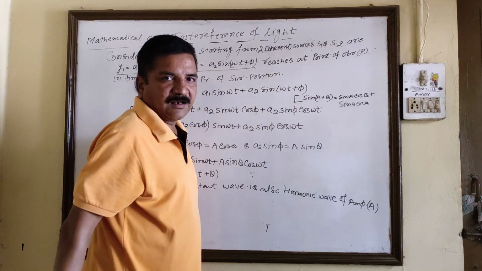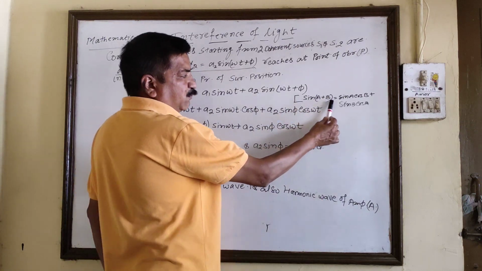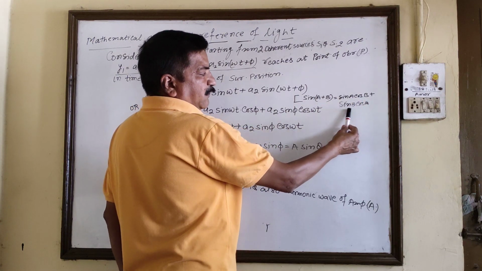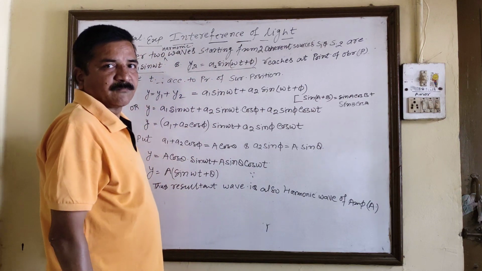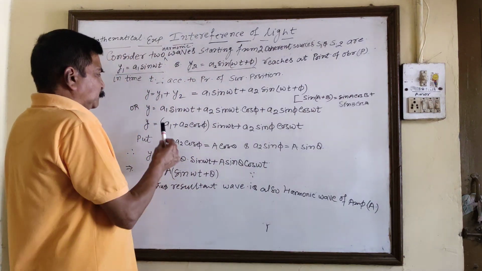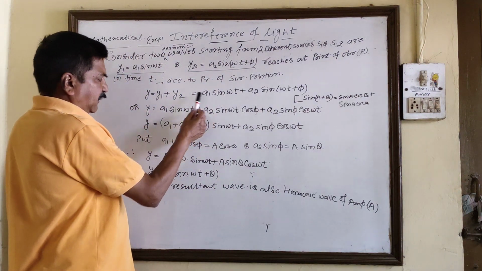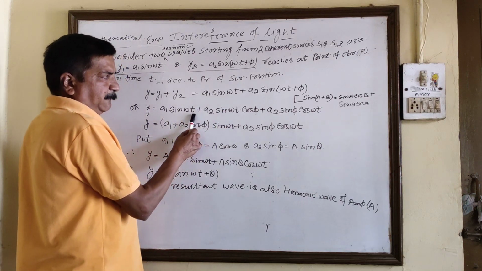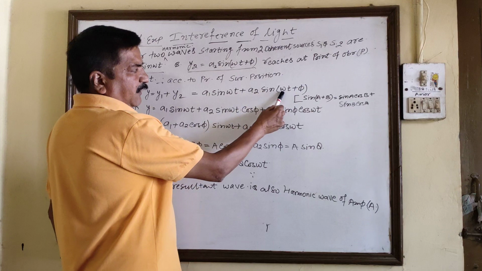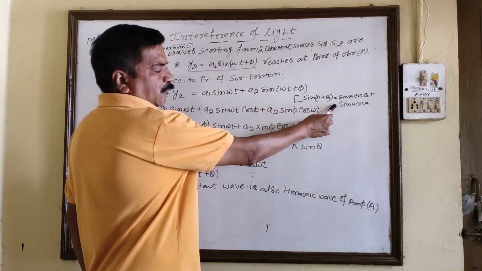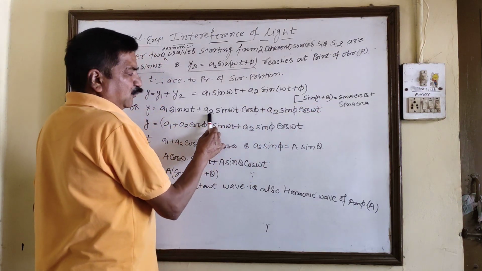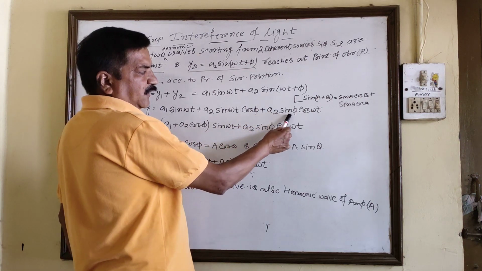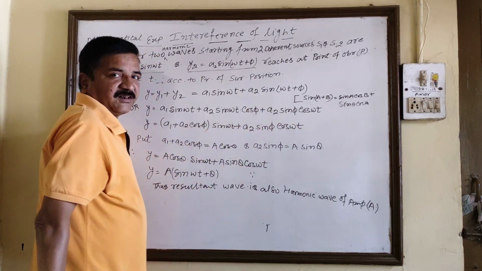But the second term can be expanded by using the relation sin(a plus b), and this formula, you know, sin(a plus b) is equal to sin a cos b plus sin b cos a. On that basis, we can expand this term. Y is equal to a1 sin omega t. The first term will remain the same, but the second term is expanded on the basis of this formula. So you will get a2 sin omega t into cos phi plus a2 sin phi cos omega t.